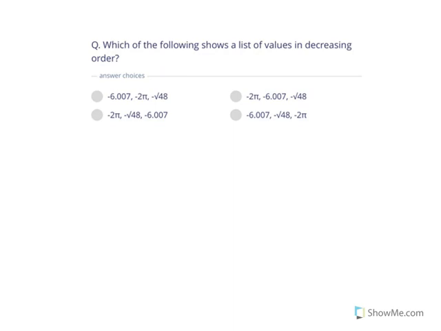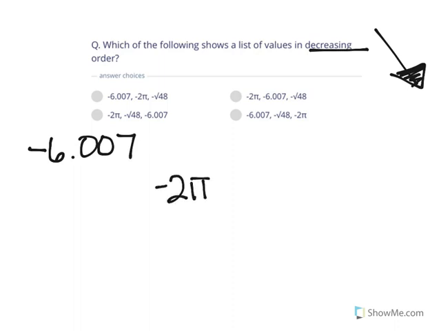Which of the following shows a list of values in decreasing order? That's going down. So I need to make them all decimals. So I'm at -6.007. I need to type -2 pi in my calculator. So I'm going to type that in. Control, enter, and I get -6.283.